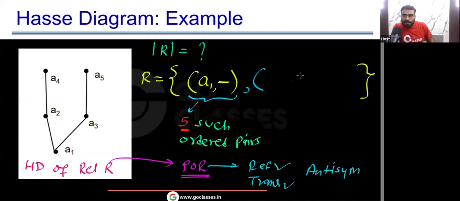Now tell me, how many ordered pairs of this type will be there where the first element is A2? You can see A2 is related to A2, A2 related to A4. So there will be 2 such ordered pairs.